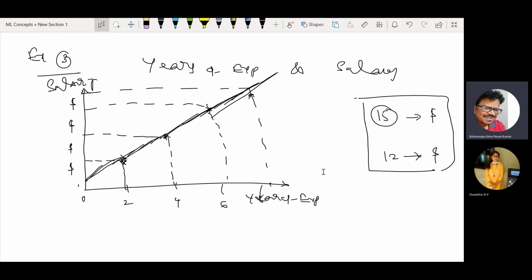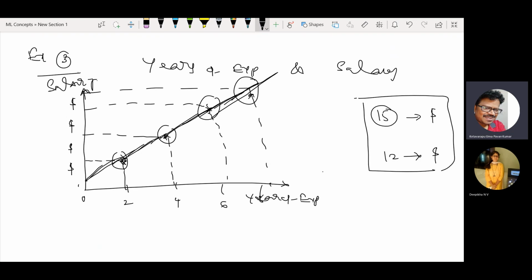Okay, friends, very clear? Years of experience is on the x-axis and salary is on the y-axis. We have only drawn some intersection points here, this one as well as this one, and there is a line drawn through them.